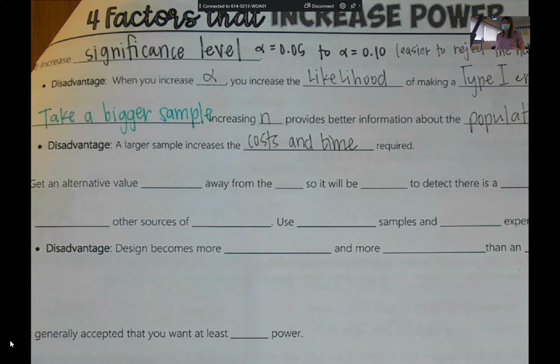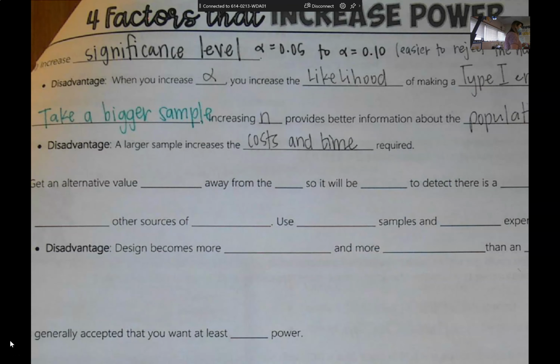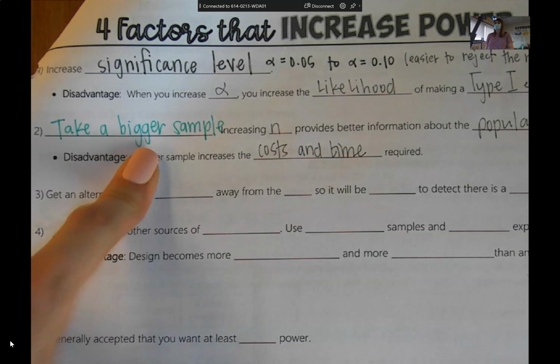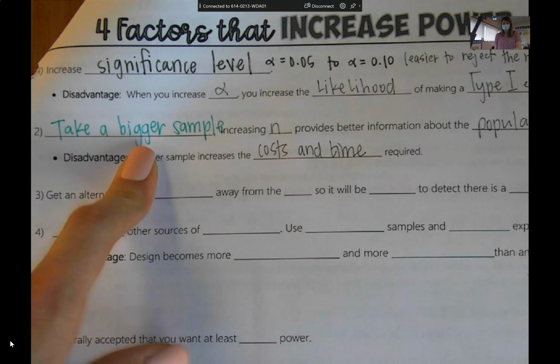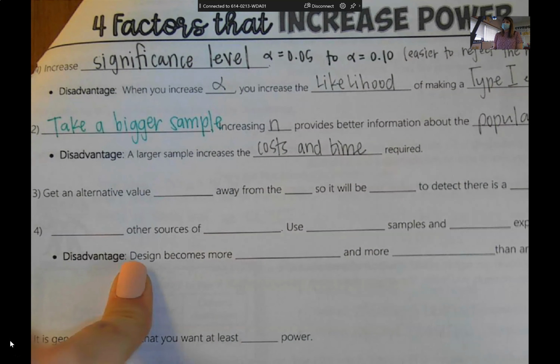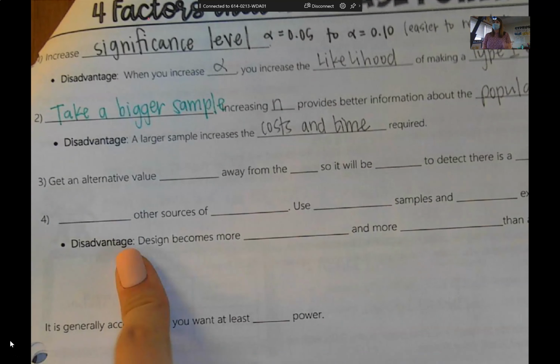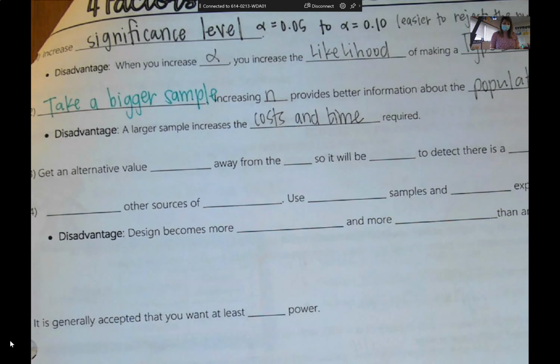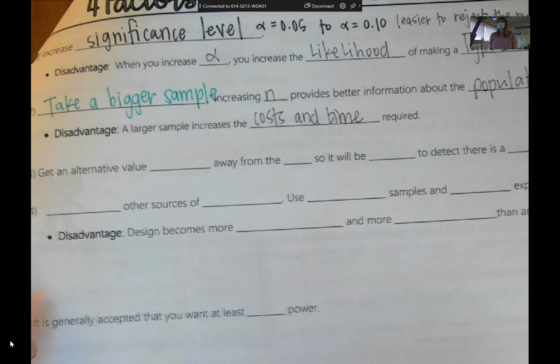But if we have to choose between option 1 and option 2, and we have the money to take a bigger sample or the time, we should absolutely choose option 2. Option 2 is the best. Option 3, I only include option 3 because it's in your textbook. It does not even make sense to me.